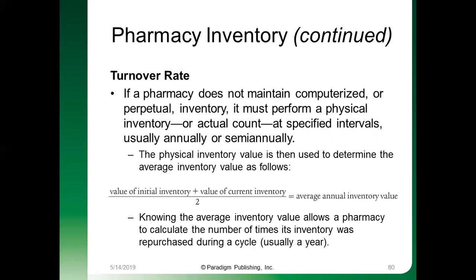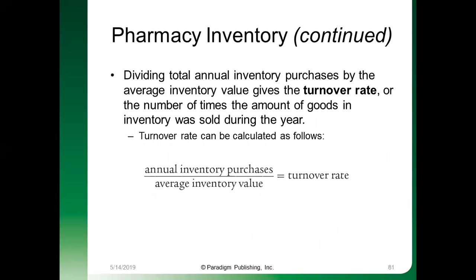So again, you want to pay attention to how much medication you're using within 7 days, within a month, quarterly, within half a year, within a year, just to make sure that your turnaround time for that medication is being met. You don't want that to be on the shelf for too long. Dividing total annual inventory purchased by the average inventory value gives the turnover rate, or the number of times the amount of goods in the inventory was sold during the year.